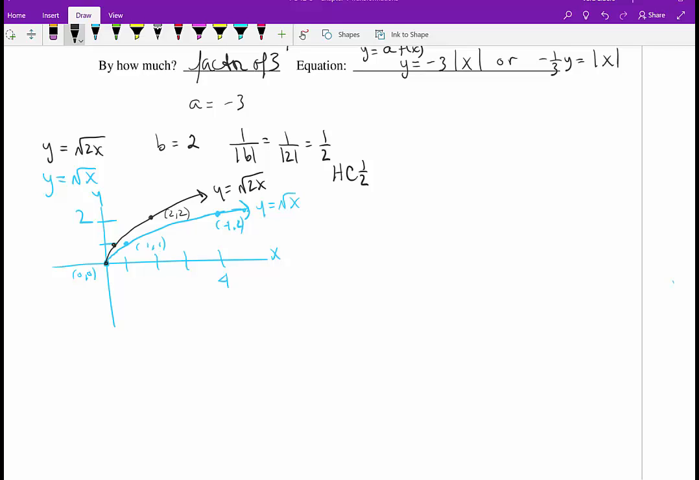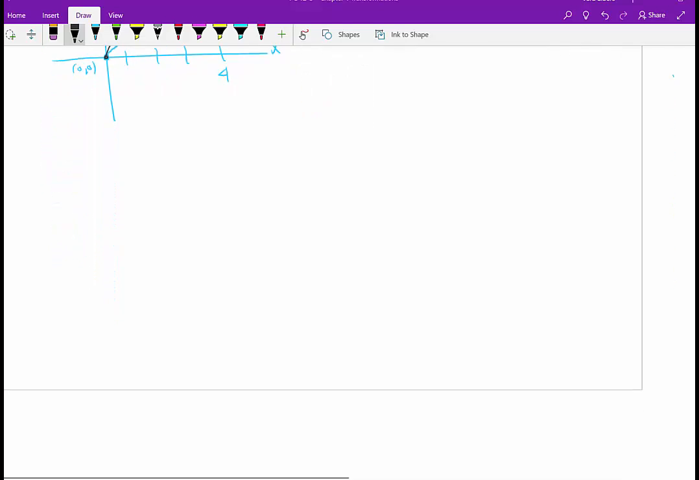Okay? All right, and then let's quickly take a look at an absolute value function, okay? And let's say that our base function is y equals the absolute value of x. What I would like you to graph is y equals 2 times the absolute value of x, and y equals 1/2 the absolute value of x. Okay, so let's start with our base function.